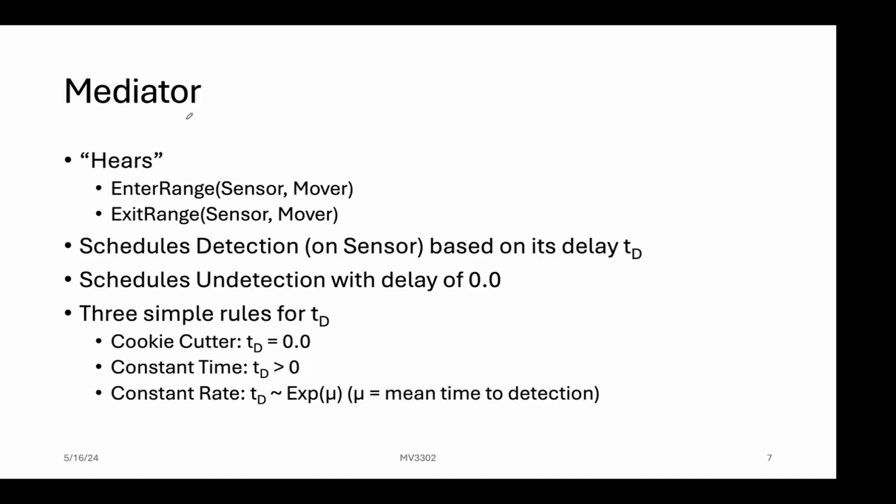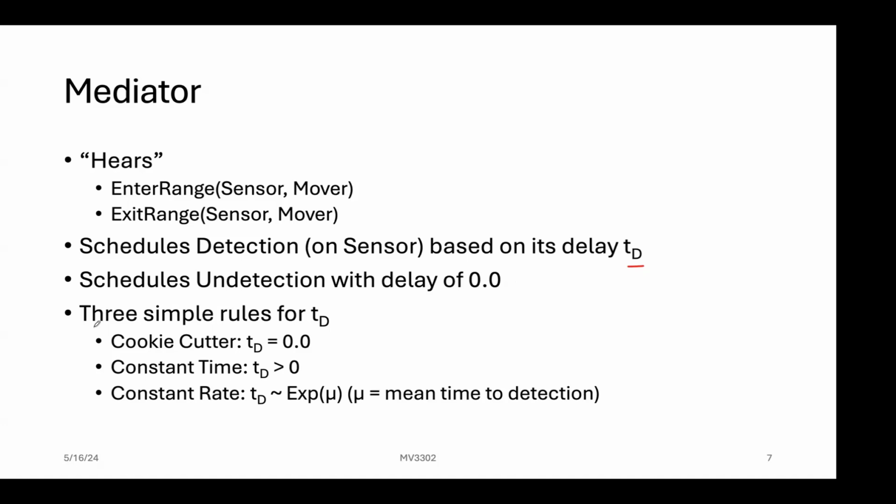So now what's listening to it? A mediator. The mediator is going to hear the enter range of the sensor and the mover, and the exit range. And it's going to schedule the detection on the sensor based upon the delay that that particular mediator has. And it's going to schedule the undetection with a delay of 0, because if there's ever any theory for this, then that would be put in the mediator as well. So if they say we're losing the target at this particular rate or this particular time, then that would just be another parameter of the mediator.